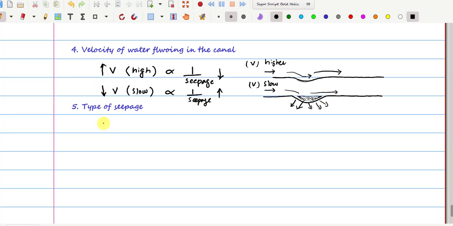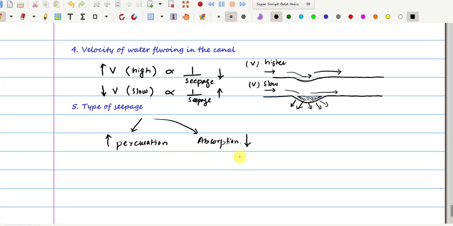And the last factor is type of seepage. What kind of seepage is occurring? As we have discussed earlier in this lecture about the types of seepages, which were percolation and absorption, right? So it depends upon percolation and absorption. In case of percolation, the seepage will be higher. In case of absorption, it is going to be less. So your seepage also depends on the type of seepage. What kind of seepage is occurring? Either it is percolation or absorption.